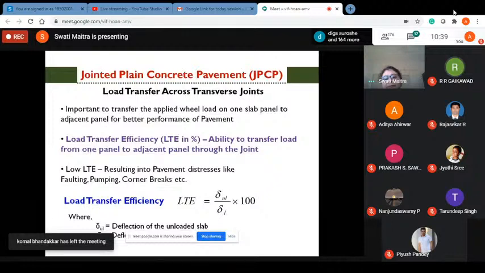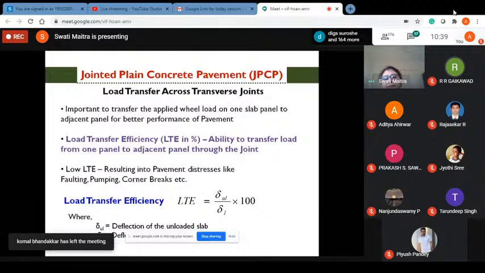Now, I just give you one picture of it, but the detailed analyses are there. Those who are interested, you can go through some of my research works. I can give you the link also. So this is the finite element modeling of the joint with dowel bar system.